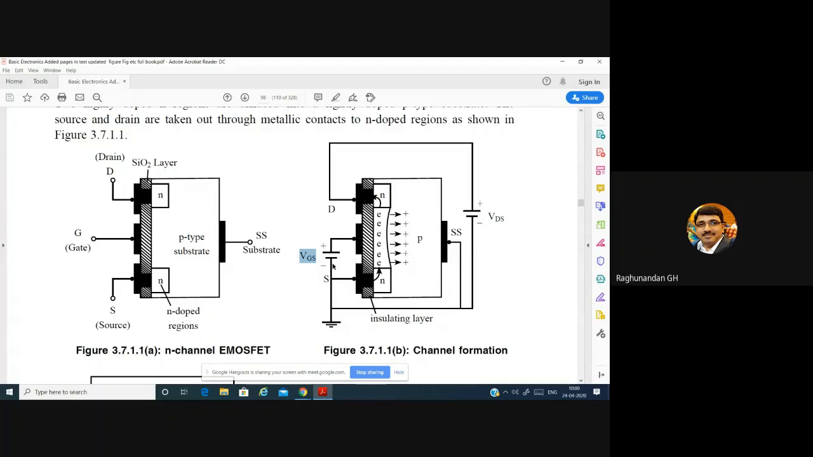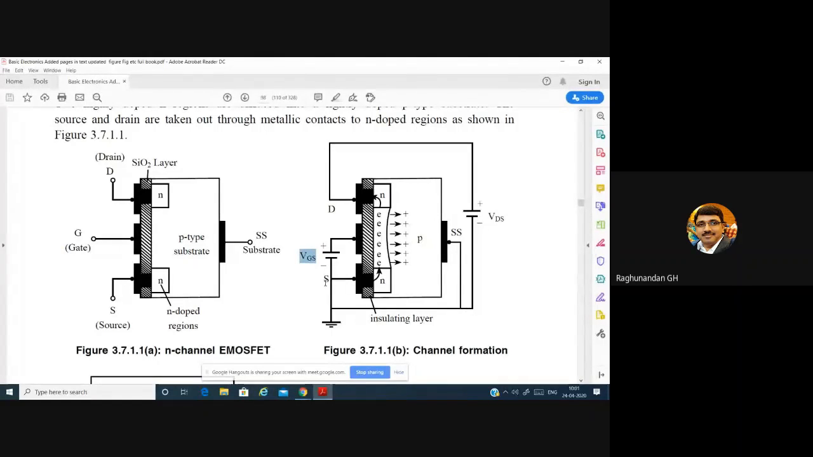So that's why the gate to source voltage plays an important role in whether increasing or decreasing the current. This is how this N channel E MOSFET is going to work. And as I have told in the symbol, this will be shorted with the source.